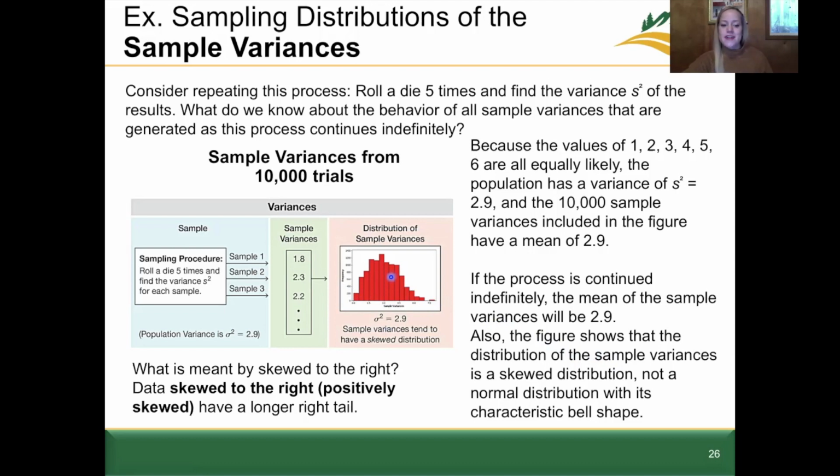Just a refresher here on the skewedness. So what is it meant to be skewed to the right? Well, data skewed to the right, or positively skewed, has a longer tail on the right-hand side of the histogram.